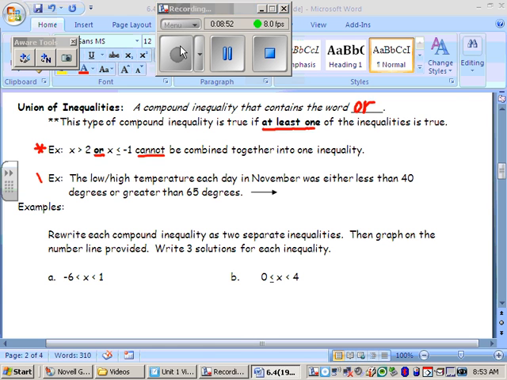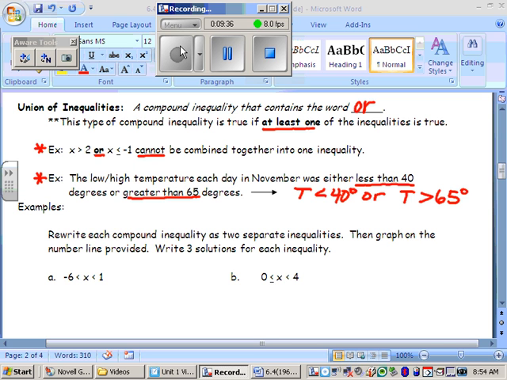So let's see a real-life example of what a union of an inequality looks like. It says the low and high temperature each day in November was either less than 40 degrees or greater than 65 degrees. So it was one or the other, but they do not overlap at all, which is why you cannot connect them and write them as one compound inequality. So we will write them as two, using the word or in between. So we'll use a T for temperature. So the temperature was either less than 40 degrees or the temperature was greater than 65 degrees.